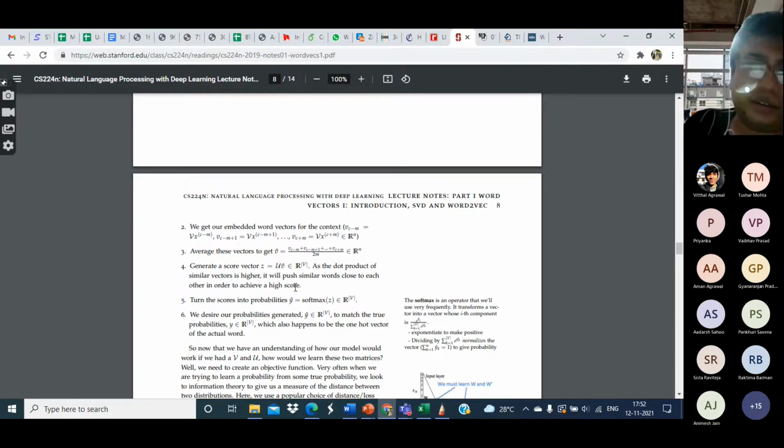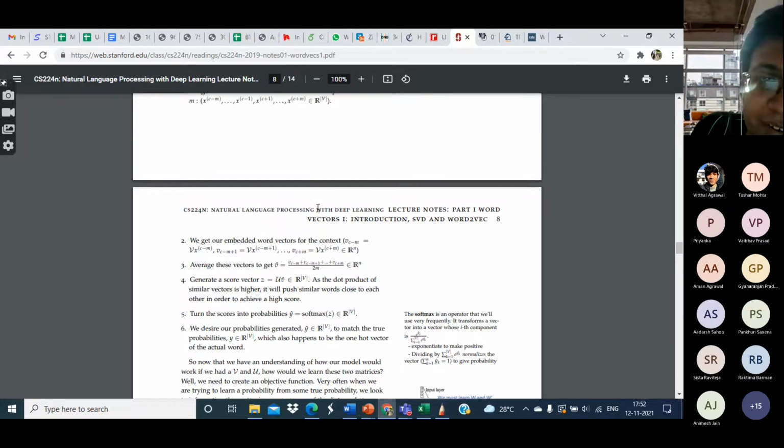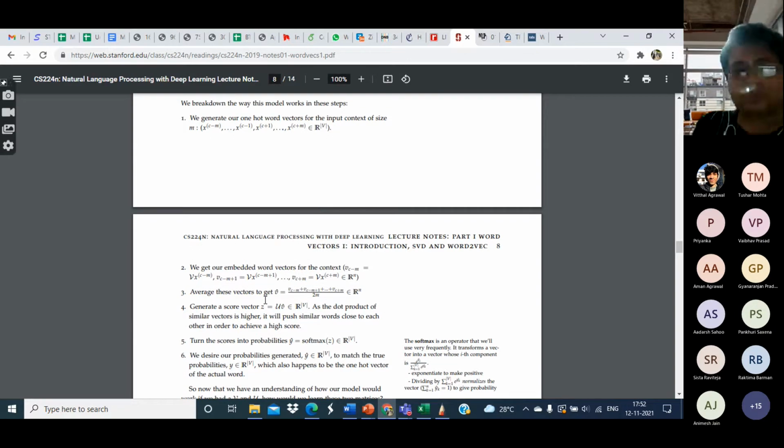But remember that these probabilities which I have got here, that is, the probability of any arbitrary word appearing in the context of the target word, are dependent on the matrices V and U. So remember, just note how we calculated the probabilities.